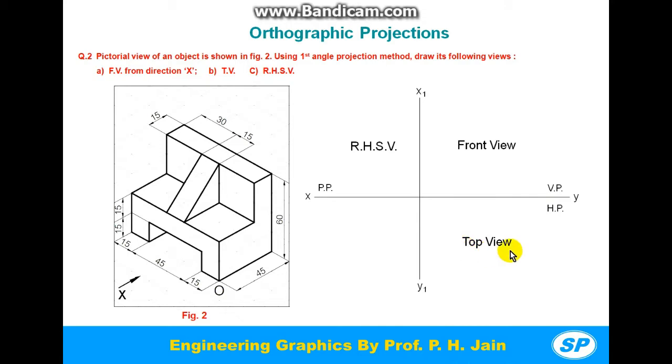We know that top view is always below the front view. So mark HP below the XY line. So here this is the area for top view, this is the area for front view, and this is the area for the right hand side view.